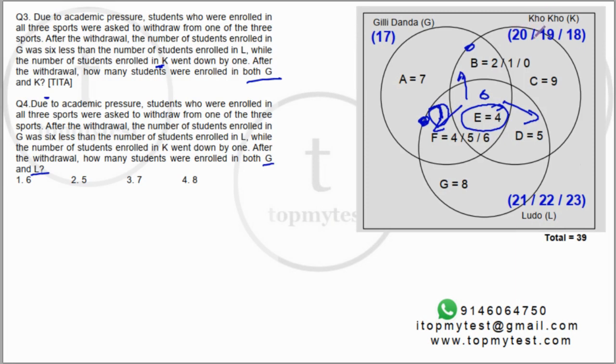Right? So we need to figure out for the other three. Now it will not change the value of Gilli Danda's people. It does not change the value of Ludo. That will still remain the same. Kho-Kho will drop by 1. Now the difference between Gilli Danda and Ludo should be 6. The difference between number of people who play Ludo and the number of people who play Gilli Danda, this should be 6. Right? So the remaining 3 people, we have to migrate them in such a way that the difference becomes 6.